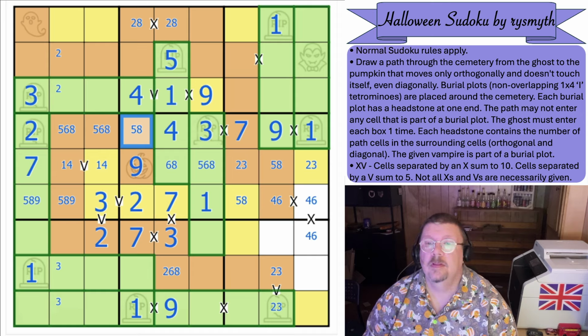Okay, the burial plots have been made with a headstone at one end. The ghost enters each box one time. We just don't know the path here yet. The headstone contains the number of path cells. So that is correct, that's correct, that's correct, that's correct, that's correct. We don't know about this one. That's going to determine the path.